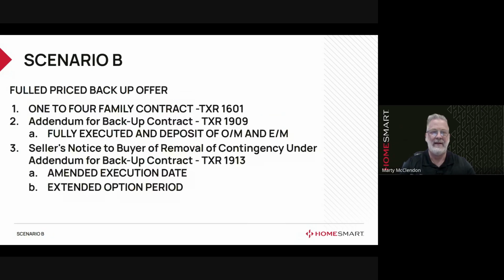Okay. Scenario B, we just did the backup offer. So you've got the 1 to 4 family contract, you attach the backup offer, you have a fully executed contract with deposit, earnest money, option money. Seller gives a notice to the buyer that the first contract has now terminated. Of course, they give that notice in Form 1913. The buyer says, great, we're in first position. There's an amended execution date and extended option period, right? Because they started the option period at the time of the effective date, and it extends through coming in first position and, of course, into whatever time period that was.